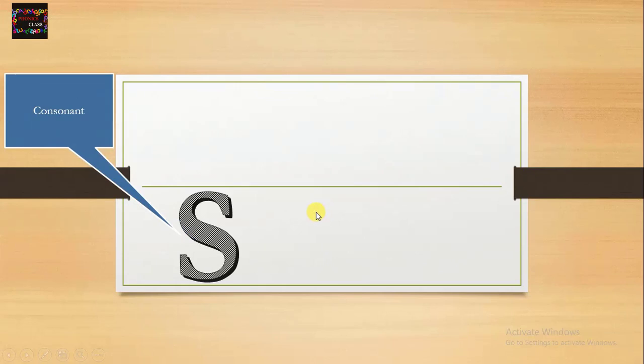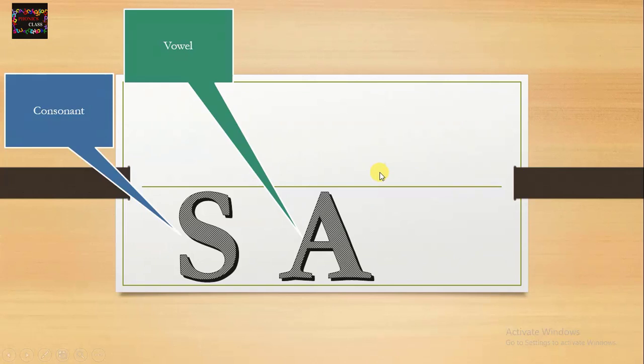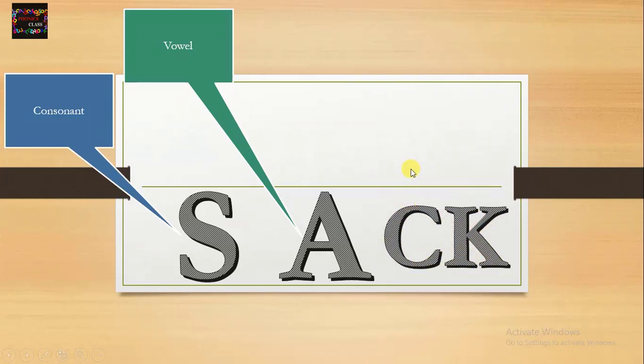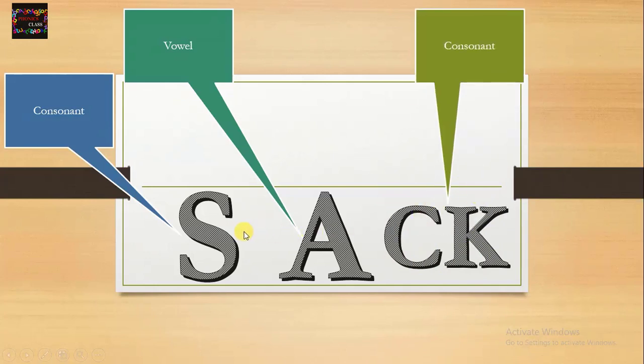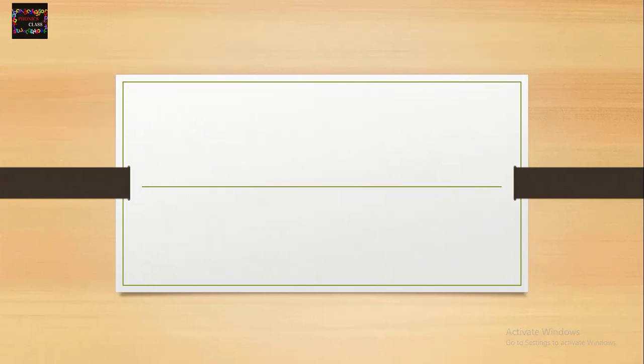The consonant S makes the sound S. The vowel sound is A. And CK is also called a consonant. CK makes the sound K. S, A, K, sack. Okay, when you want to carry something, you need a sack to keep your things, like rice or something else.